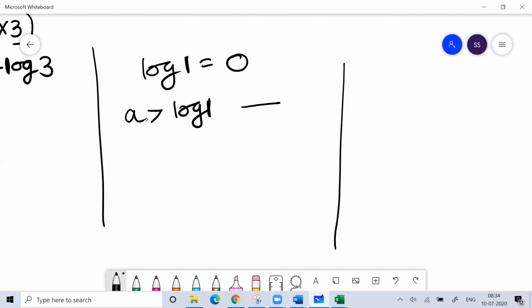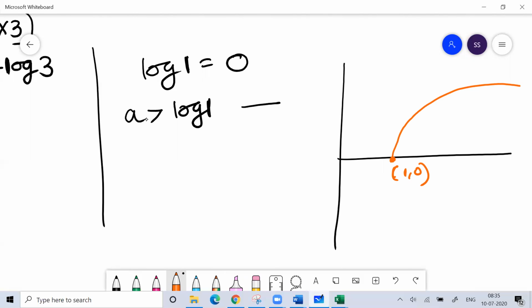If I plot a graph, basically log 1 is the point 1 comma 0. If I take the x value as 1, then the log value of that would be 0. You know that, so that's why I wrote 1 comma 0. Now any value bigger than 1 will give you a positive value.